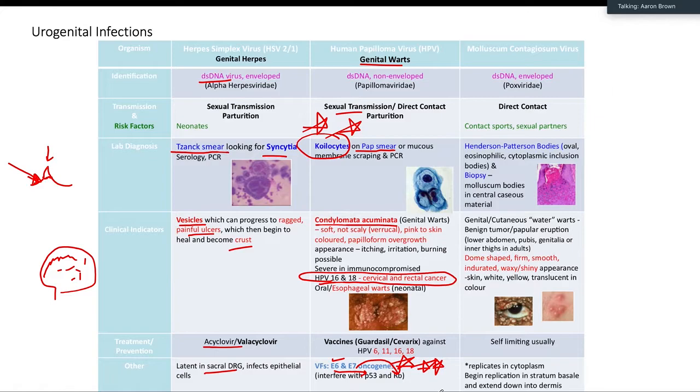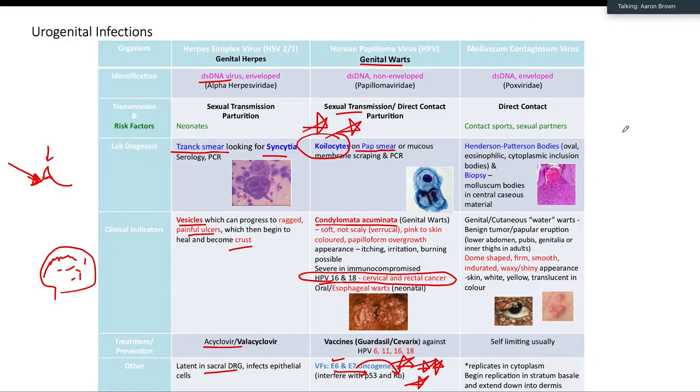The way I remembered it is by remembering that there was no whole number involved, right? I'm weird. My brain works kind of in a strange way where I just kind of put those numbers together. If I don't get a whole number, then I'm good to go, okay? So 6 plus 3 is 9, so E6 messes with P53. E7 messes with RB, okay? Very high yield, very high yield. Write that down somewhere right now so that you don't forget it.